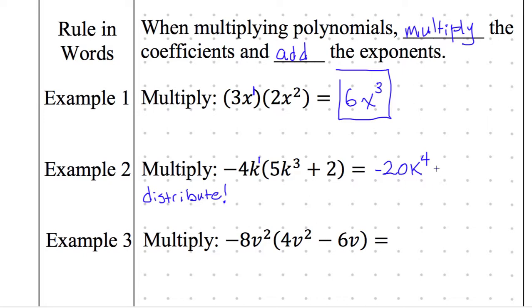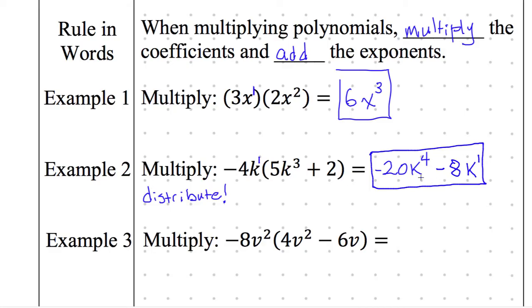Minus 8k to the power 1. Power 1, yep, there it is. Box it, final answer. Thank you, Fernando.